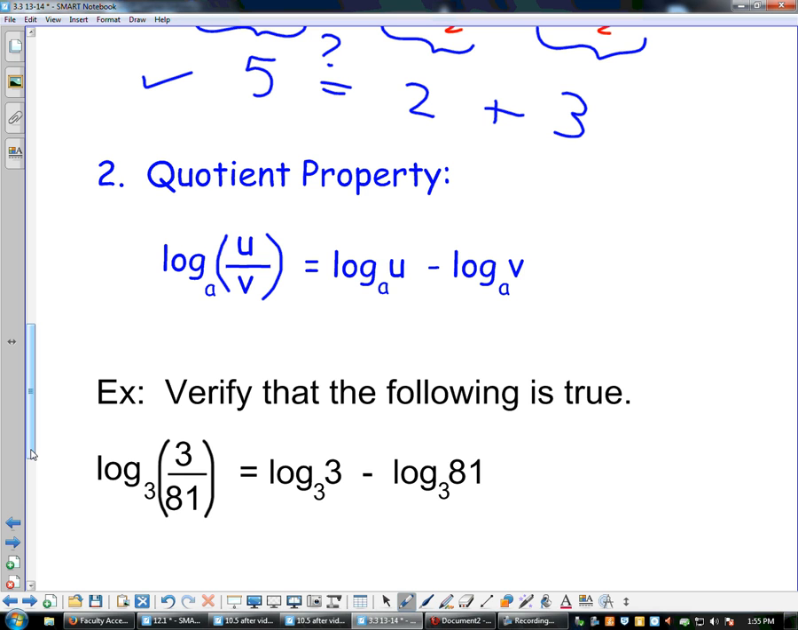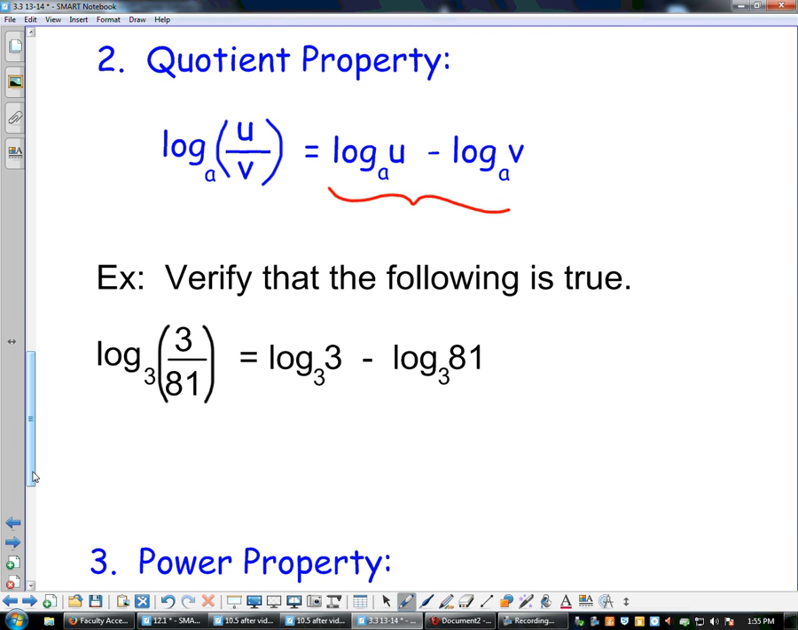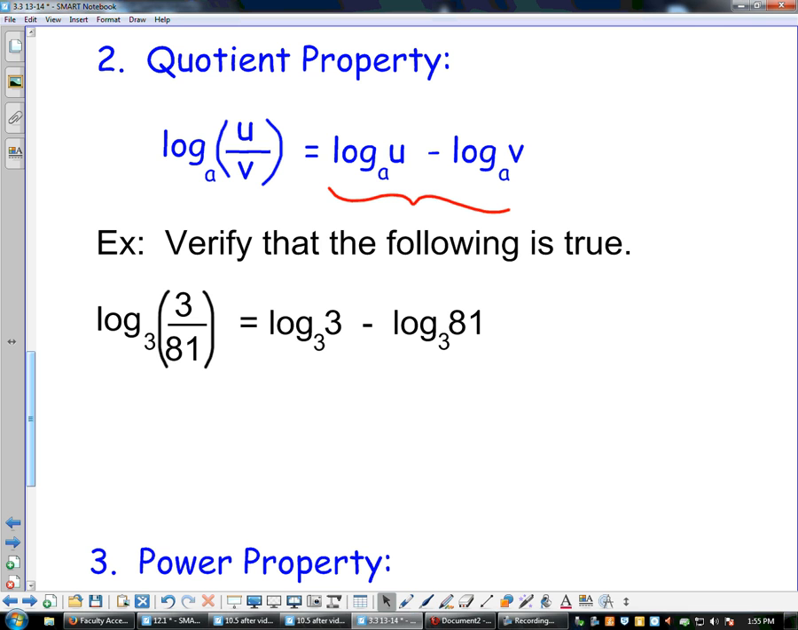Property 2 is the quotient property, which says if you are dividing two numbers before you take the logarithm, you can write it as two separate logarithms pulled apart with a subtraction in between. So log to the base a of u divided by v is going to be log to the base a of u minus log to the base a of v. Let's take a look at an example of this. You're supposed to verify that the following is true. So how do we know that log to the base 3 of 3 over 81 is equal to log to the base 3 of 3 minus log to the base 3 of 81?